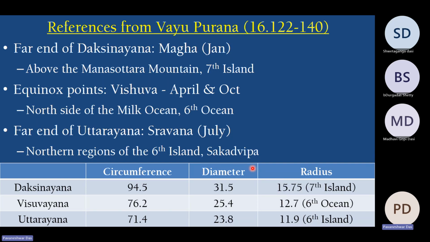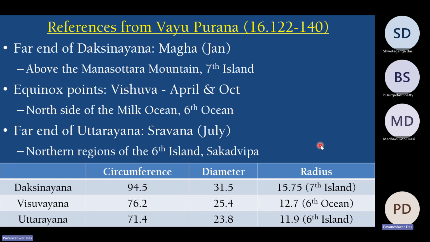This is in the Vayu Purana. The Vayu Purana says that the far end of Dakshinayana will take place in Magha masa. At that time, the sun will be traveling just above Manasottara mountain. It will be in the 7th island. And during the equinox points, during Vishuva in April and October, the sun will be traveling just above the north part of the Milk Ocean, the 6th ocean. From the 7th Dvipa to the 6th ocean, the sun comes a little inside. At the far end of Uttarayana, which comes in Shravana masa or July, the sun will be traveling just above the northern regions of the 6th island, Shaka Dvipa.